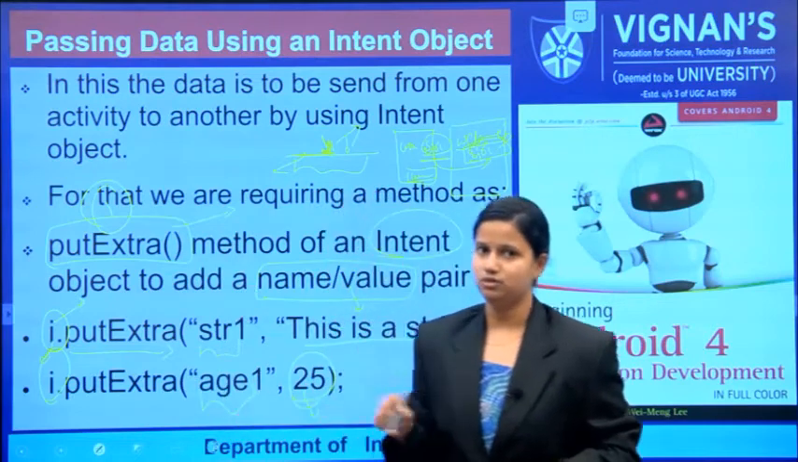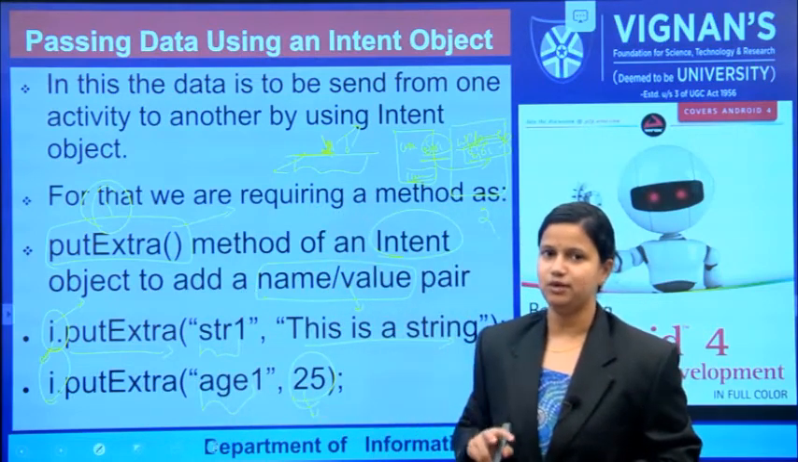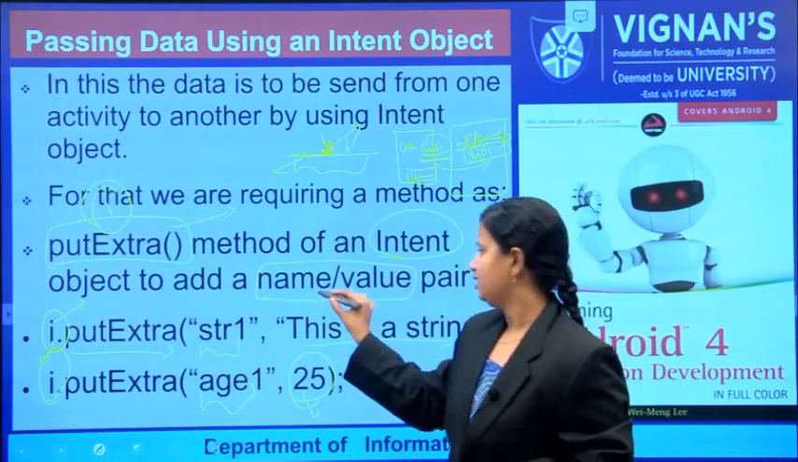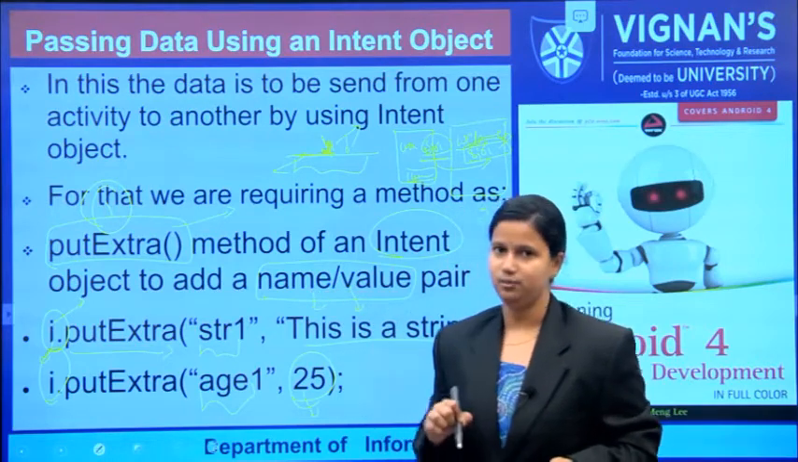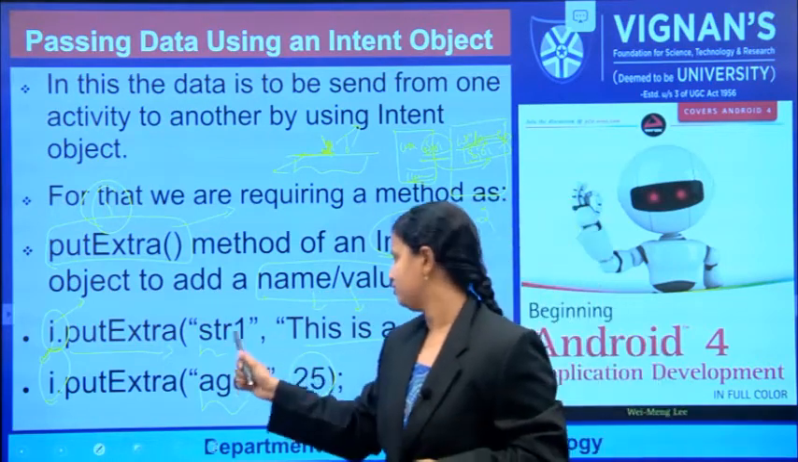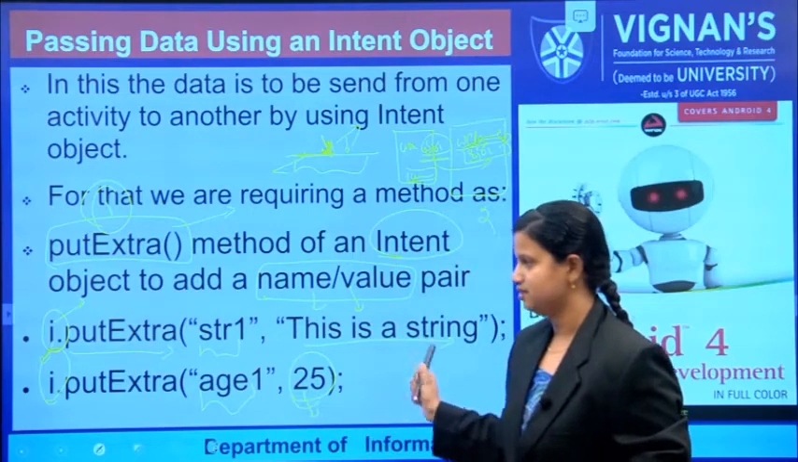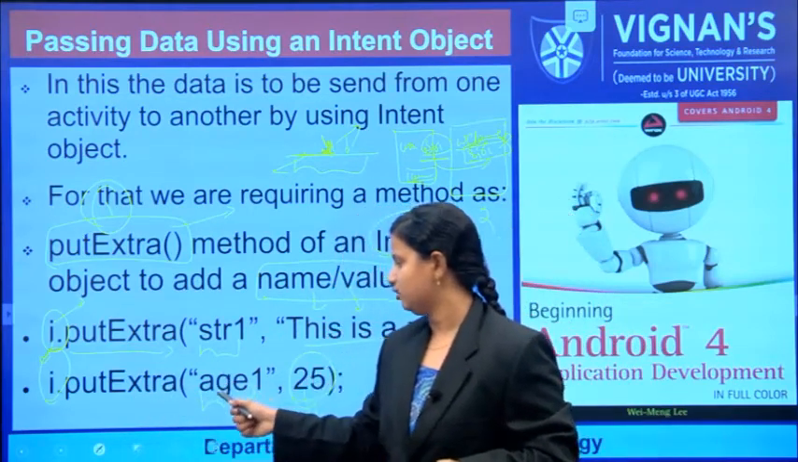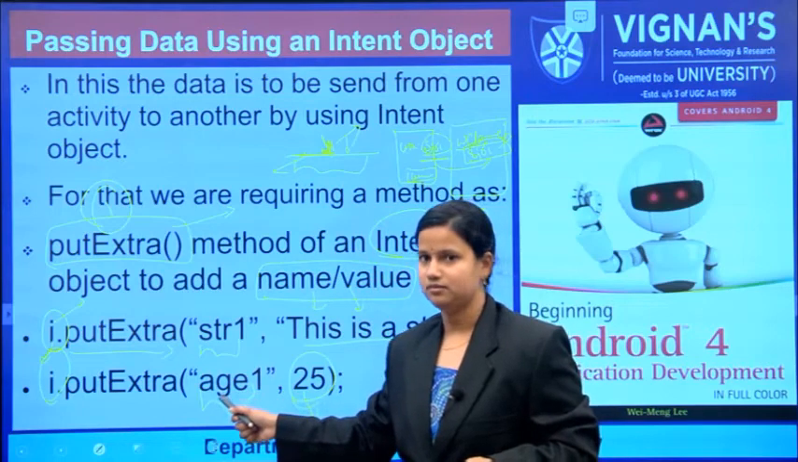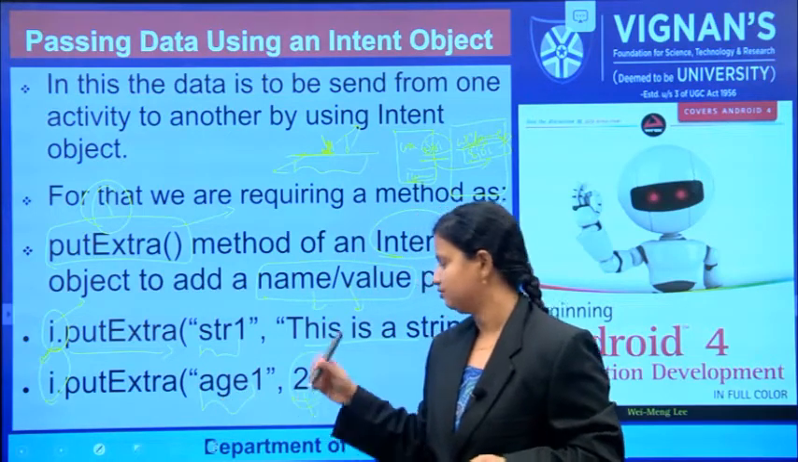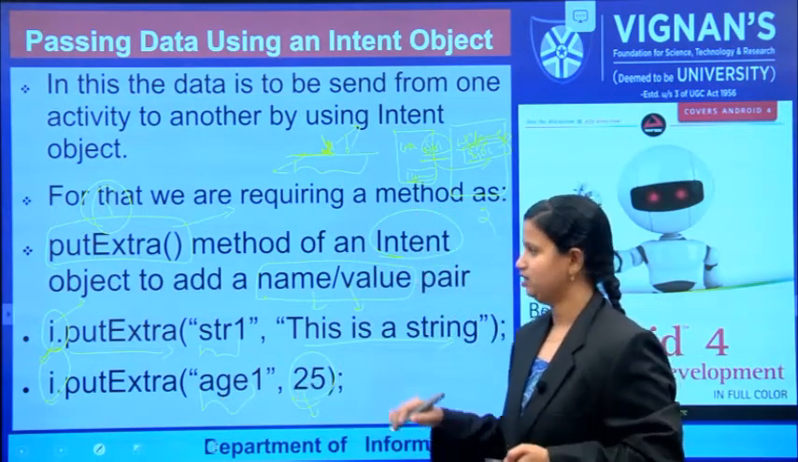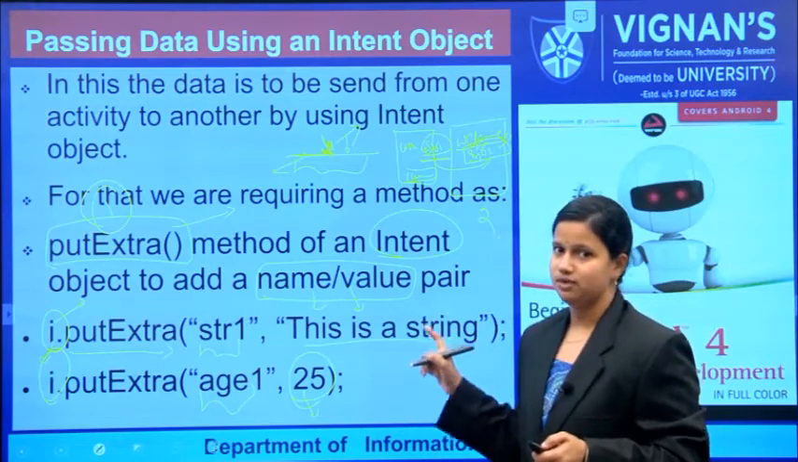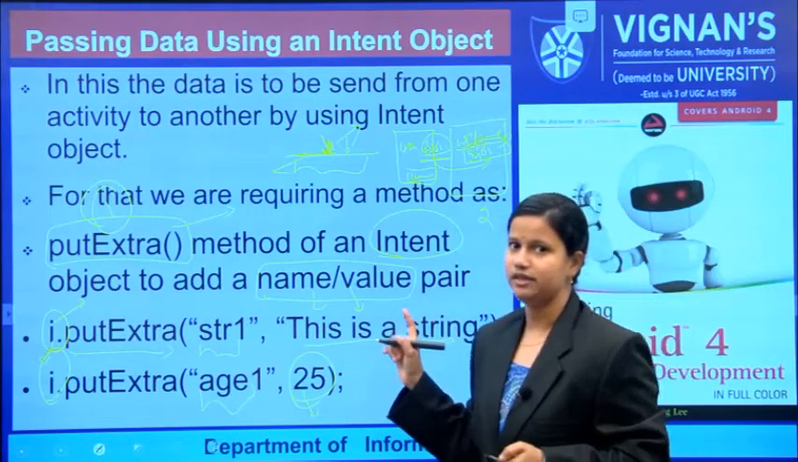The first way is we have to use the putExtra method. Whenever you are using this putExtra method, it has two things: the first one is the name and the second one is the value pair. The name is string1 and the value we set is a string, and the next one is putExtra with name age1 and value 25.